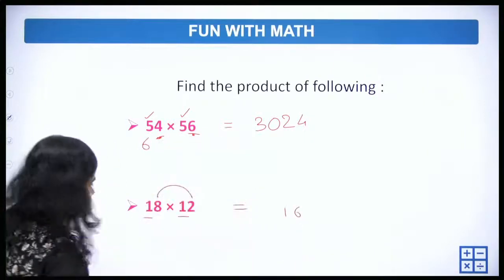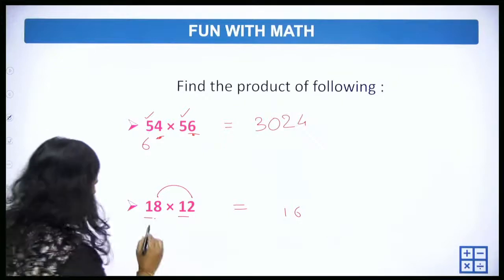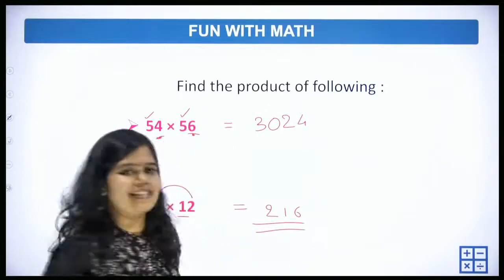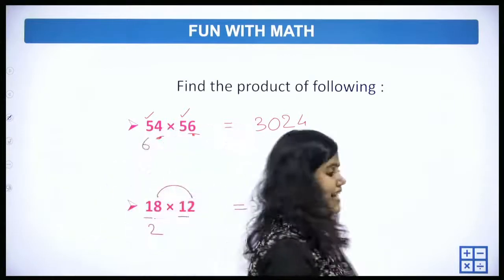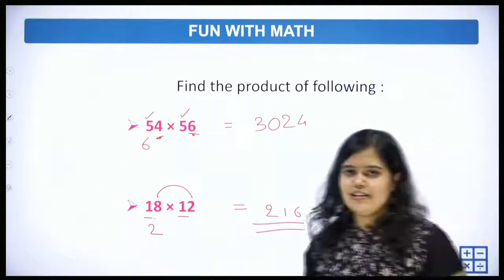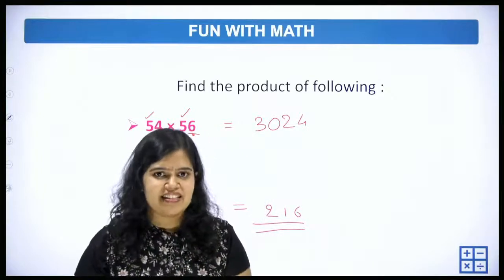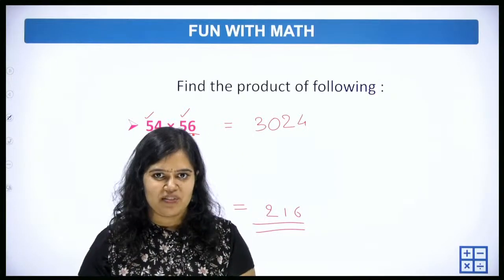And then what should we do? We have 1 into 1, so we'll do 2 into 1, which is 2. So 216 is the solution. And this is how we can use math and play with it. There are several tricks, and these are the tricks that I have given you in this session.